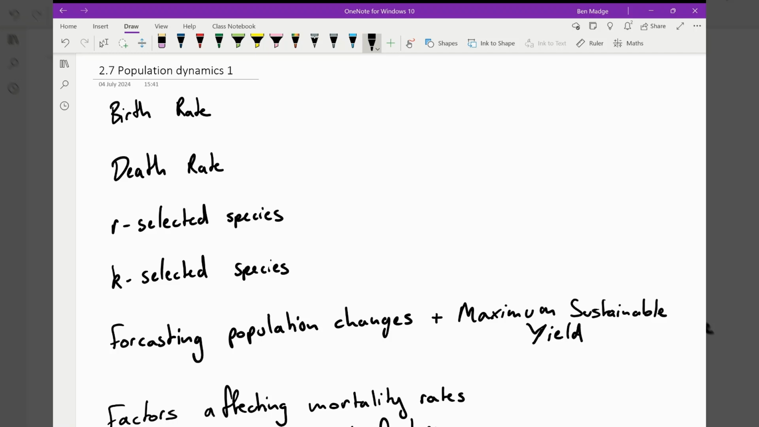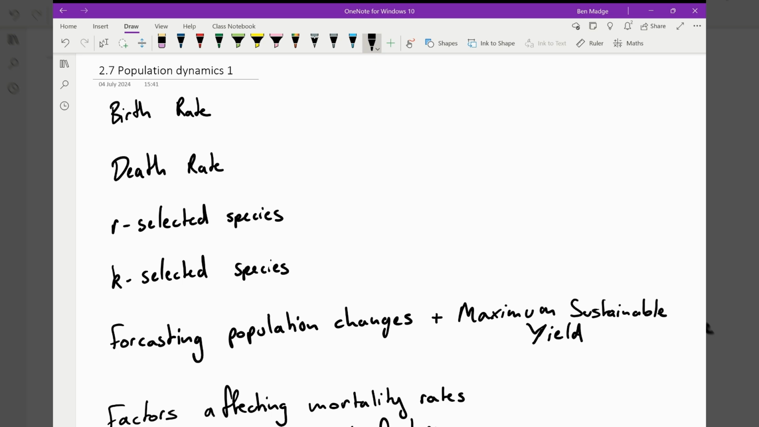Hello, everyone. Welcome to this lesson, which is Population Dynamics 1. We're going to be looking at the various different factors that affect population dynamics and what population dynamics actually are.